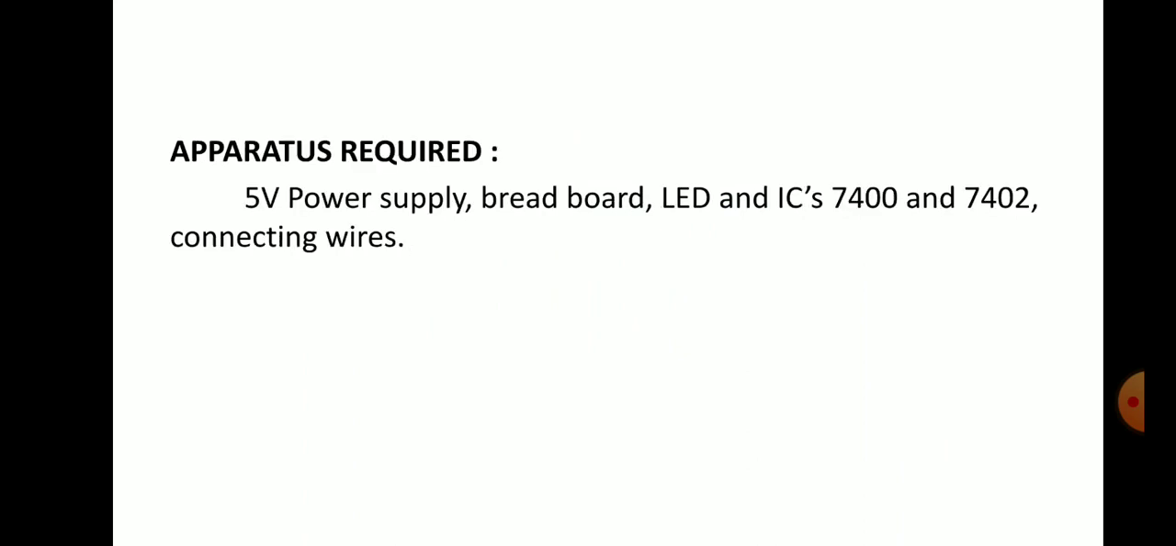So these are the apparatus required for constructing the logic gates. A 5-volt power supply, and a breadboard. Over the breadboard we are going to construct the circuit. For checking logical outputs, either 1 or 0, we can see with the help of an LED. And we also need the ICs 7400, which is the NAND gate IC, and 7402, which is a NOR gate IC. Also a few more connecting wires are needed for proceeding with the experiment.